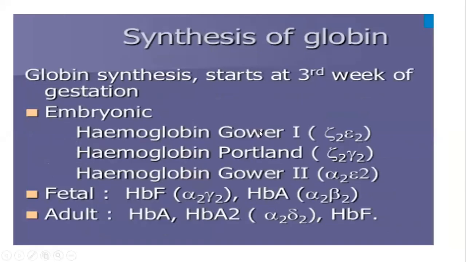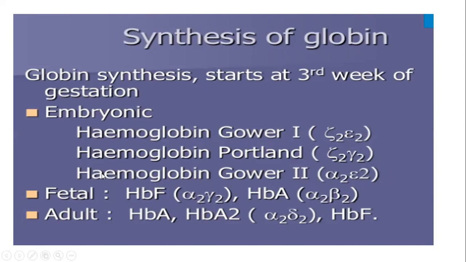Having said that, you can then have different globin chains being synthesized, and this synthesis starts as early as the 3rd week of gestation. Now, embryonically speaking, the type of hemoglobin that is formed is called hemoglobin Gower, and it is either Gower 1, all right, or Gower 2. And these are the various combinations for the hemoglobin that we form. Or you have hemoglobin Portland. Okay, again, you notice the various combinations there that are formed.